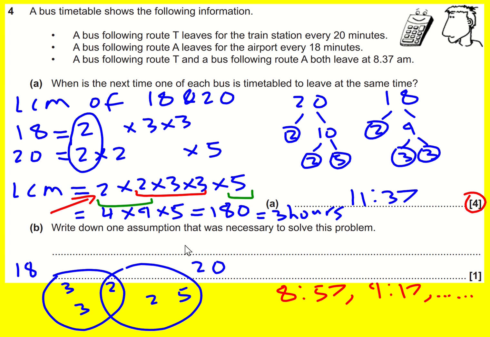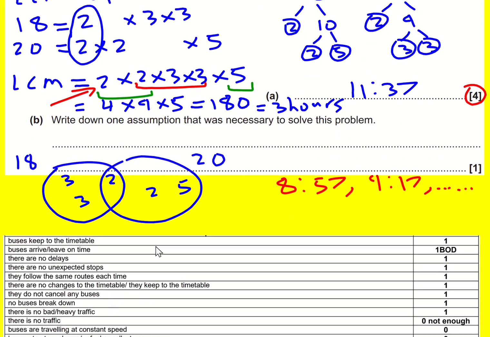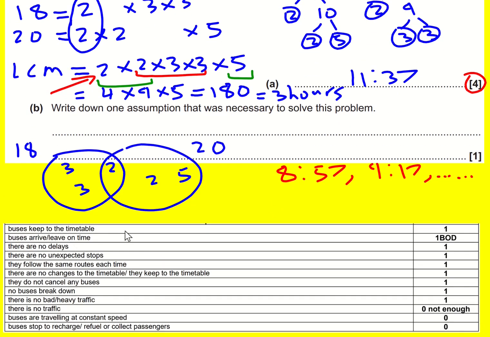Okay, just finally, write down one assumption that was necessary to solve this problem. There's loads of answers that are accepted. I'm just going to show you them. So, we're assuming the bus keeps the timetable, these are all the different things you could have said that would have got you 1 mark.